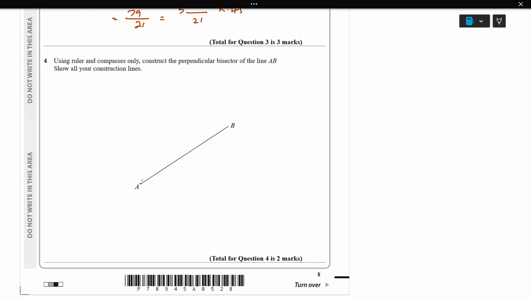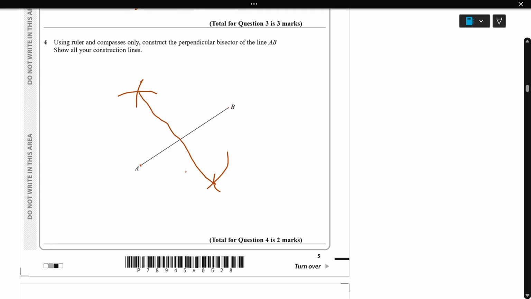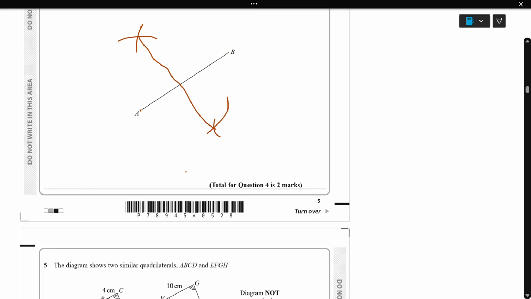Just make an arc from A, draw some arc up and down. The same measurement we should not change. Then you have to fix in B the same measurement, and make an arc; it has to cut both the curves. So just connect with the ruler. That's it. This is the bisector. It will bisect into two equal parts.